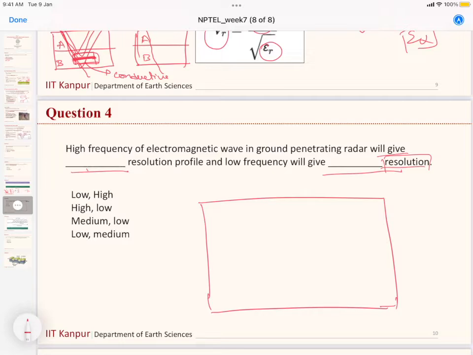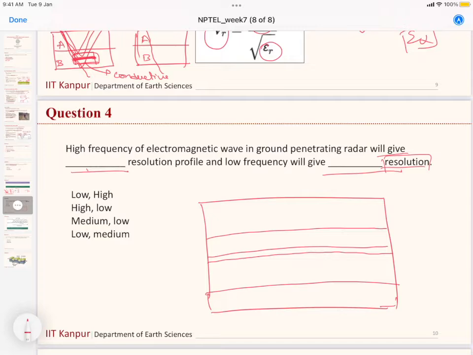So suppose we have one layer this thick, another layer this thick, and below that a very thin layer, and then again a broad layer. Now through seismic or GPR, whatever geophysical method we have, if we want to map the subsurface, I want to easily see all the layers that are present in the subsurface.